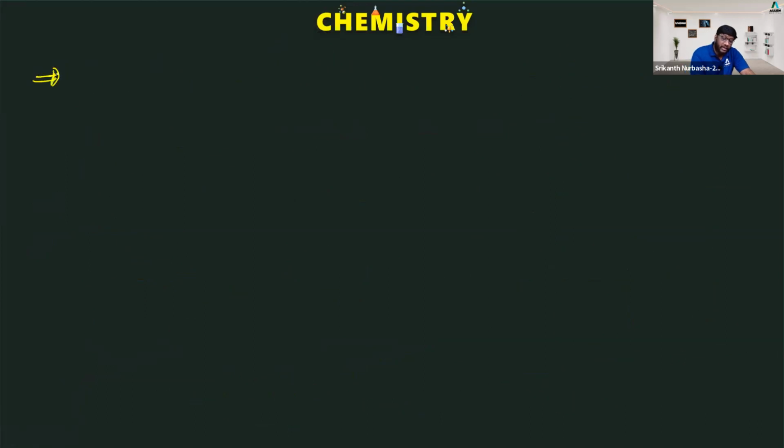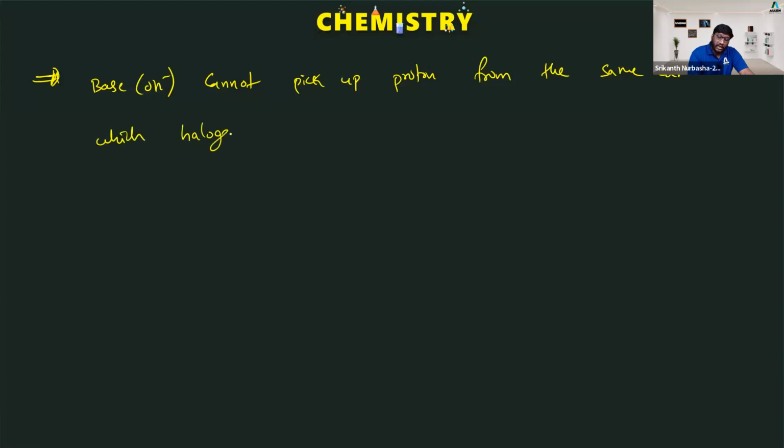Write down that point. Base OH minus cannot pick up the proton from the same carbon to which the halogen is connected, due to steric repulsions.